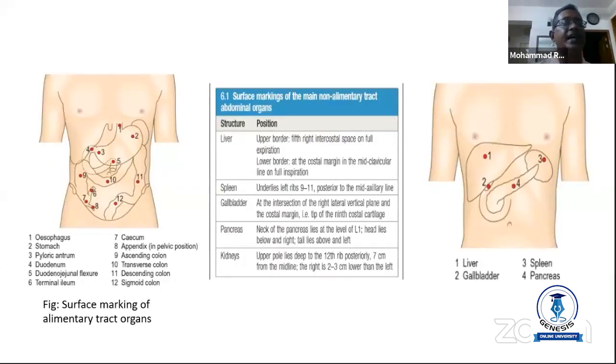So if you see the surface marking of the abdominal structures, where is the point of esophagus, fundus, and you check number 4, the duodenum, as well as the appendix, the transverse colon, and also the cecum and sigmoid colon. And on the right side, you can check the liver, spleen, pancreas, and gallbladder. Frequently, we get problems in the stomach, appendix, liver, pancreas, gallbladder. So we have to understand the surface marking of the structures.